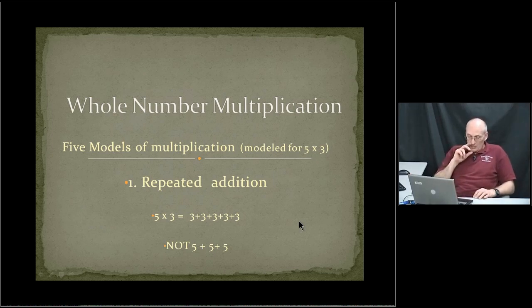But note that even though you know that 5 plus 5 plus 5 is also 15, that is not really a model for 5 times 3, because 5 times 3 is 5 groups of 3, and if we do 5 plus 5 plus 5, that's 3 groups of 5. So we're going to do a lot of stuff with multiplication where you have to really pay close attention to the order that you use, because the order means something different conceptually. So we will focus on that as we go through also. But repeated addition, just change it into a string of additions.